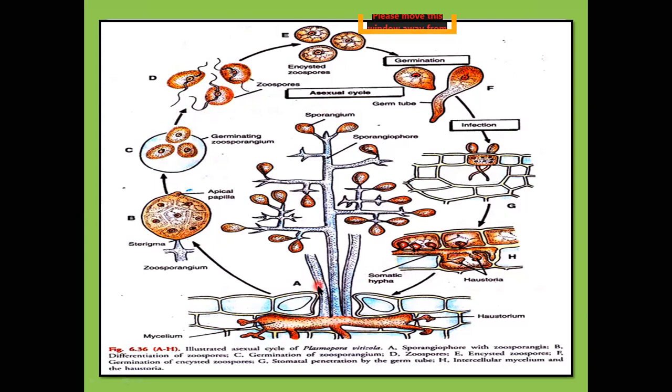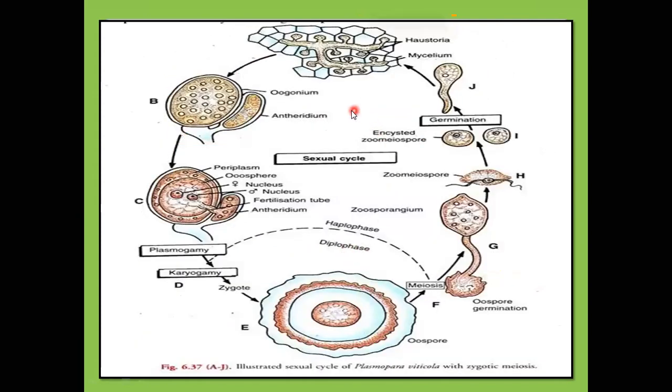So these are the spores developed through asexual methods. Then Plasmopara viticola also reproduces by sexual methods. The oospores germinate under favorable conditions and develop the disease on the grapevines.